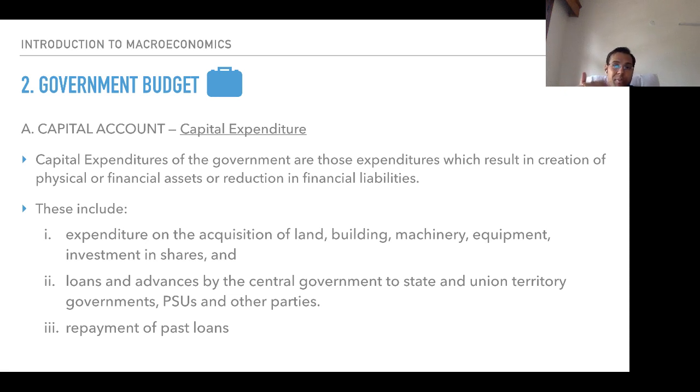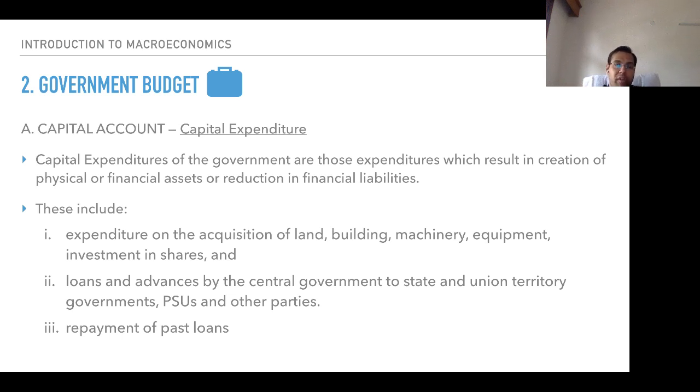Capital expenditure is when you are spending money on long-term things. So capex or capital expenditures of the government are those expenditures which result in the creation of physical assets or financial assets or reduction in financial liabilities. If the government of India spends in making a college, a road, a stadium, a highway, any structure, it is considered to be a physical asset. That is something which has been ascribed to capital in nature.